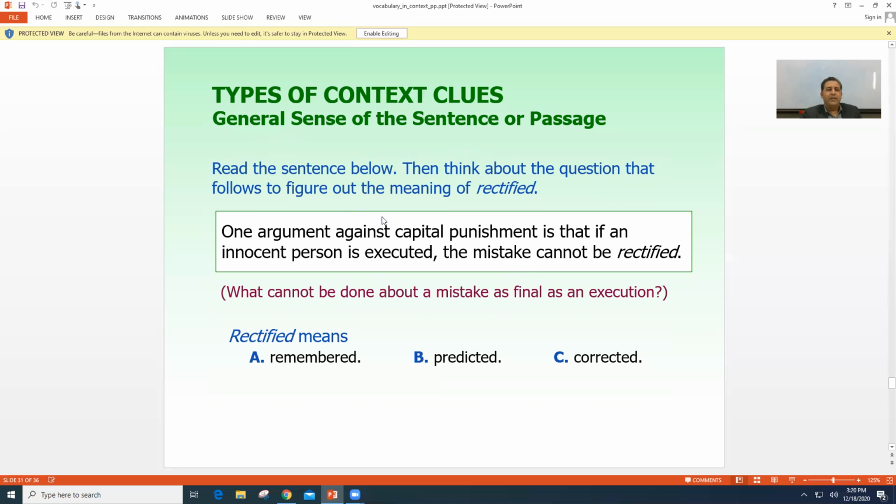One argument against capital punishment is that if an innocent person is executed, meaning given capital punishment, hanged till death, the mistake cannot be rectified. So what cannot be done if that person is already hanged? Rectified means remembered, predicted, corrected. Okay, so what do you think? What could it mean?